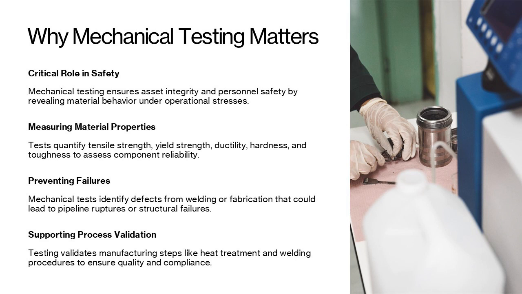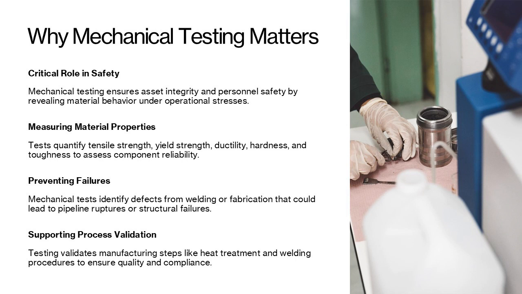Mechanical testing also matters because it supports validation of manufacturing processes such as heat treatment, welding procedure qualification, and alloy verification. Toughness testing, for instance, protects assets from brittle fracture at low temperatures. Hardness testing helps prevent hydrogen-assisted cracking in weldments. Tensile tests ensure that strength levels meet ASME design expectations. Without these checks, even minor deviations in metallurgy or improper heat input could create latent defects that only appear once equipment enters service. In short, mechanical testing is the last line of defense before commissioning assets that operate in safety-critical conditions.